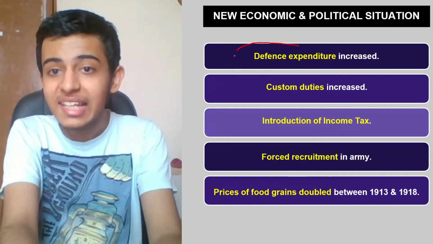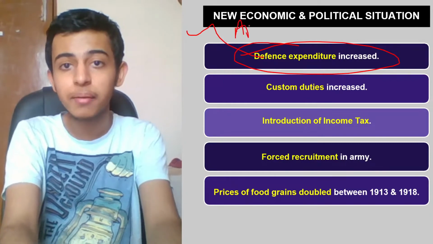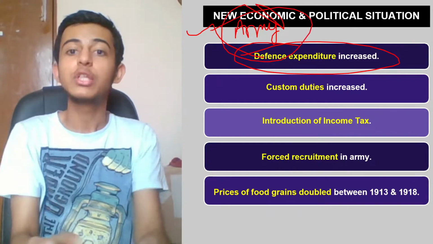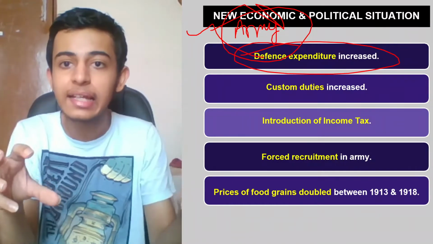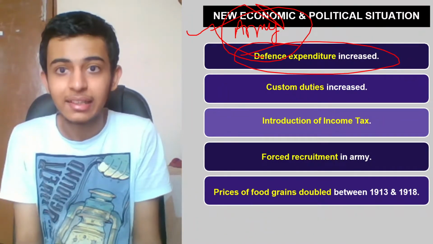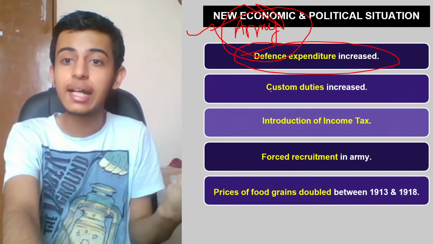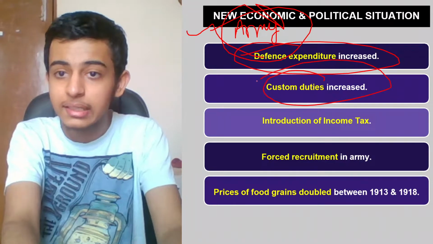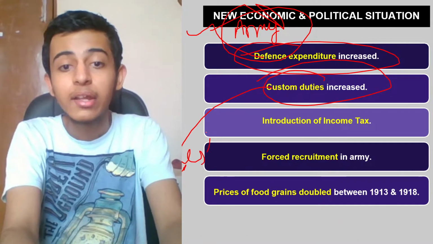Number one, defense expenditure increased. Defense, who does the defense? The army. So whatever investment you make in the army, whatever expenses are there, they were increased, for defending and protecting our country. Custom duties increased. What were these custom duties? They were the taxes to be paid.